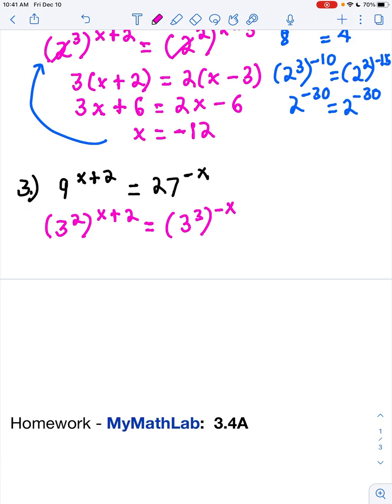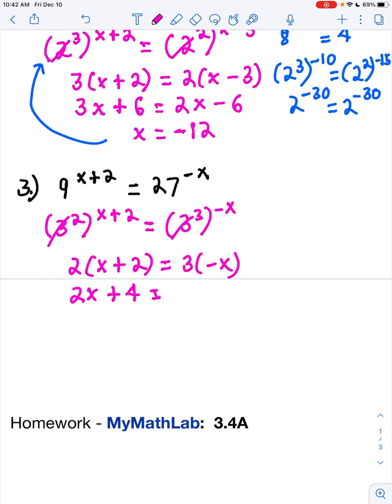So now I have equated the bases, both sides using the same base, and the power to a power says multiply those exponents. So I'd really have 2 times the quantity x plus 2 equals 3 times negative x. And that means you get 2x plus 4 equals negative 3x. And if you're comfortable going right to this line, again, that's fine. Just be careful that you do not make a careless mistake in distributing.